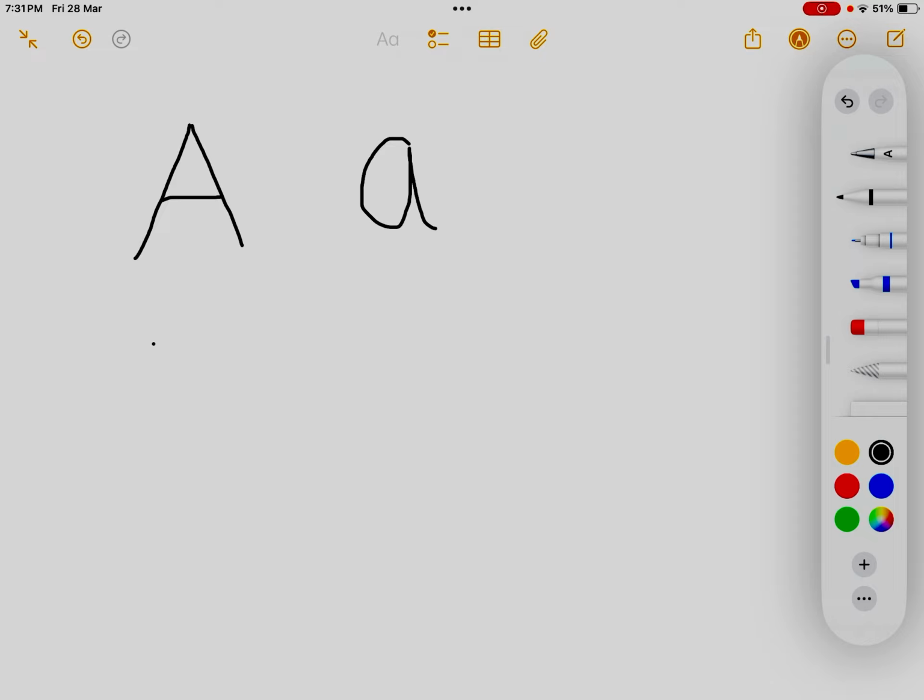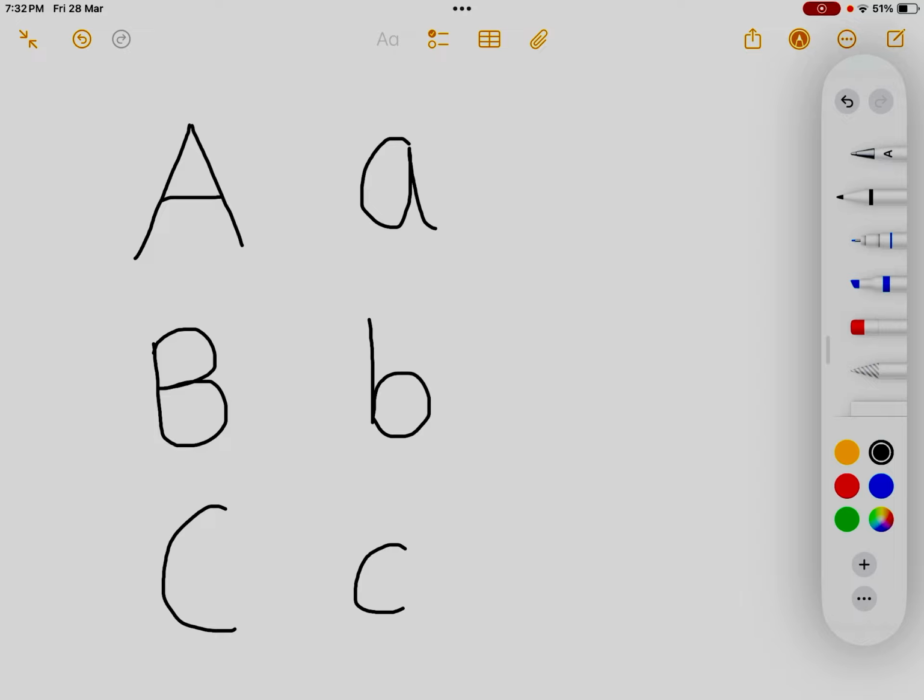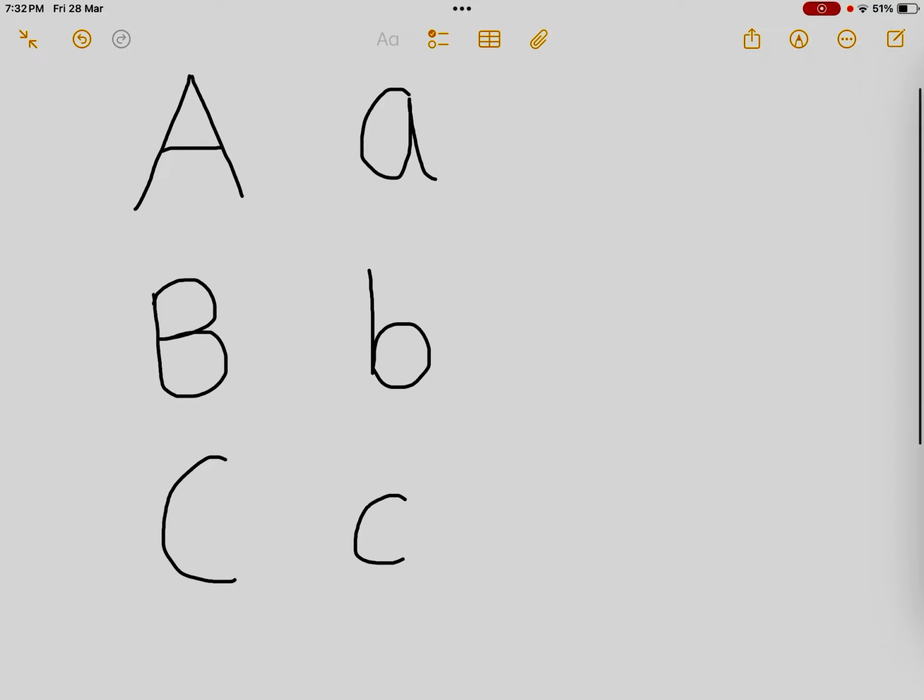Now, let's write B. Same we will write in the small letter b. Now, let's write C. Let's write C in small letter. It will be smaller c.